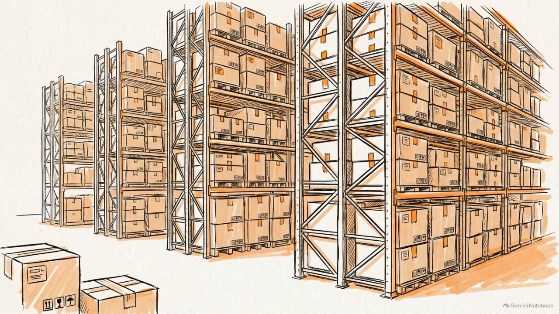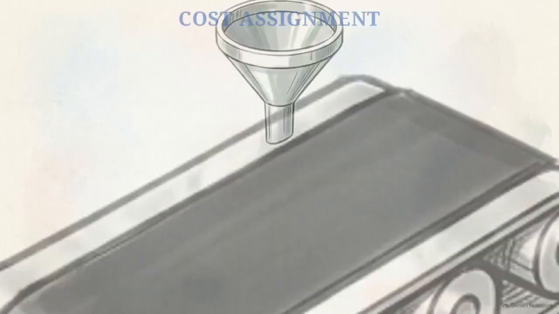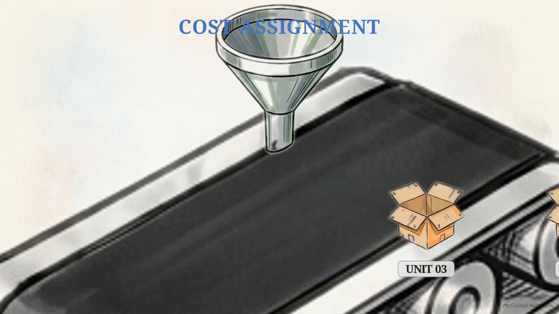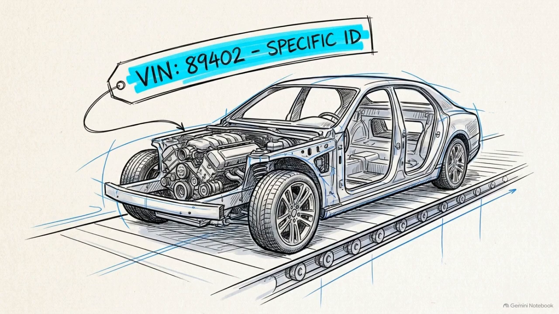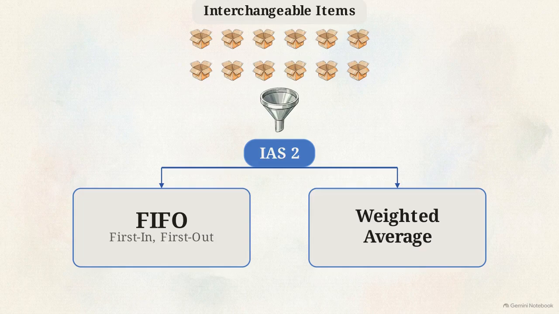Storage costs are also excluded and expensed immediately, with one narrow exception: if those storage costs are a necessary step in the production process before a further stage. Once the allowable costs are isolated, they must be assigned to specific inventory units. For goods that are not ordinarily interchangeable or are segregated for specific projects, entities must use specific identification of their individual costs. For large numbers of interchangeable items, IAS 2 limits entities to just two cost formulas: first in, first out, or FIFO, and the weighted average cost formula.